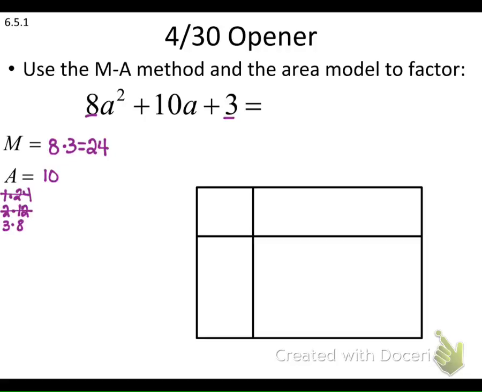So if I take 3 plus 8, what does that equal? 11. Too many. Can I take 4 and multiply it by something to get 24? Okay. So 4 times 6 is 24. What if I add those two numbers together? 10. So that's going to be my MA.